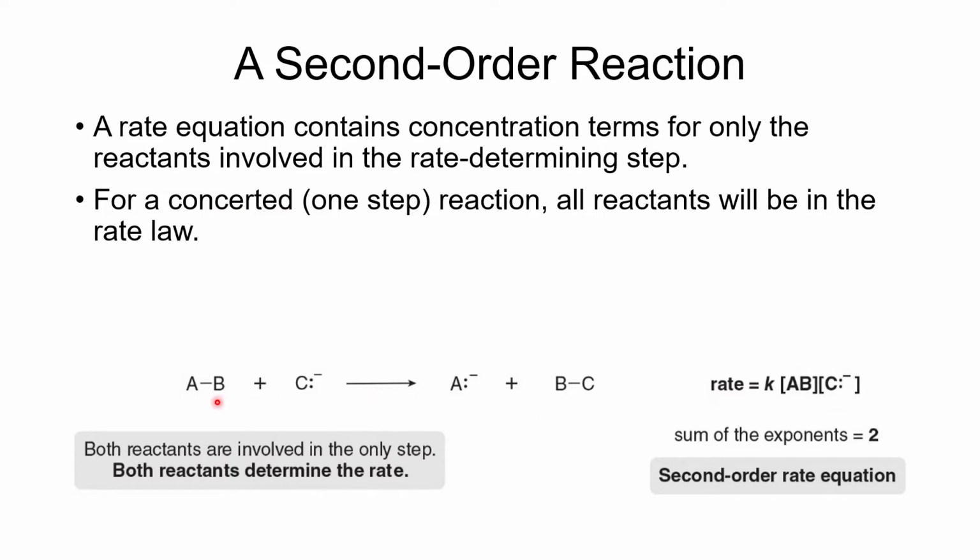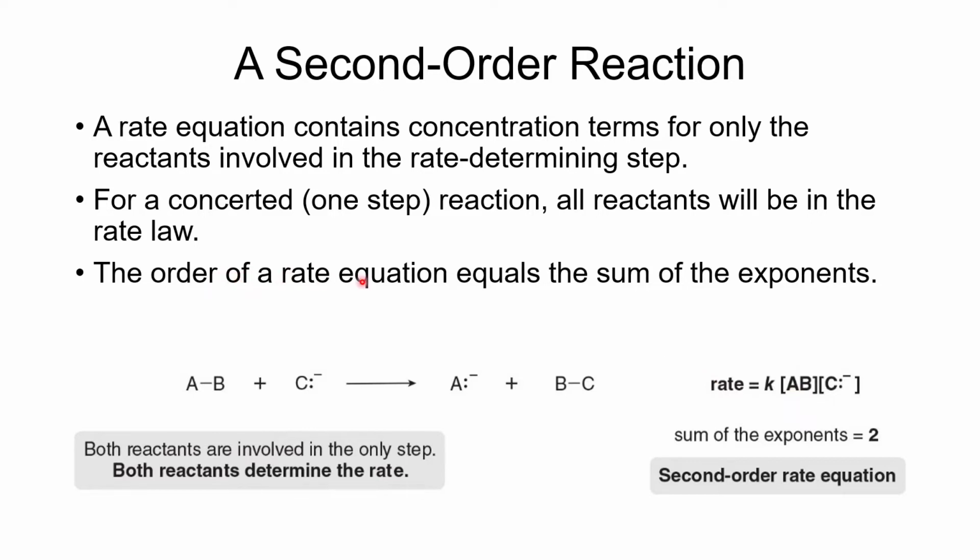Since both AB and C minus have to be present, we'll see that they both show up in the rate law. So anything that's in the equation for the rate determining step is going to show up in the rate law.